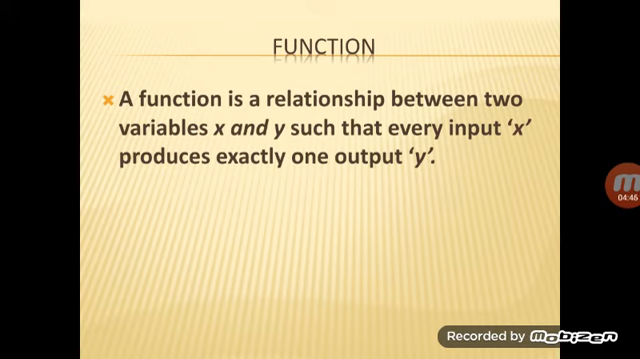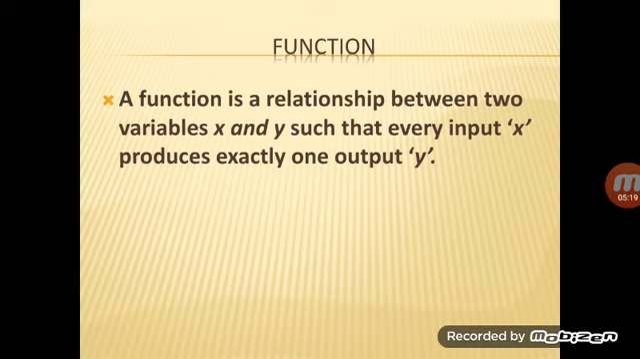A function is a relationship between two variables x and y such that every input x produces exactly one output. A function is a group of statements that together perform a task, and it is a relationship over two sets that associate every element of the first set to exactly one element of the second set. So a function is such that every input produces exactly one output.